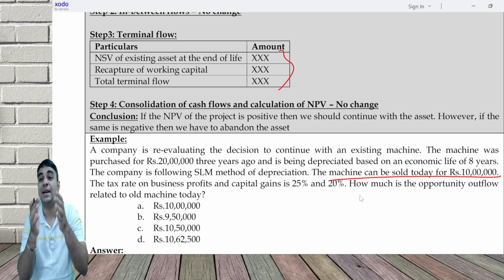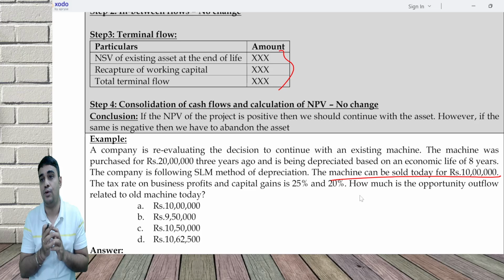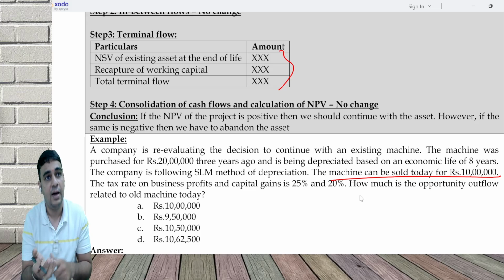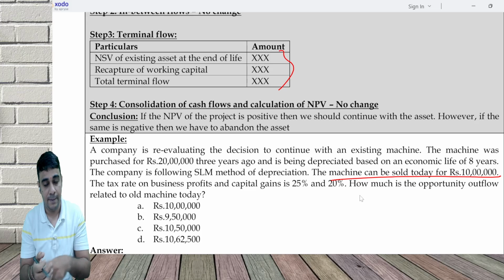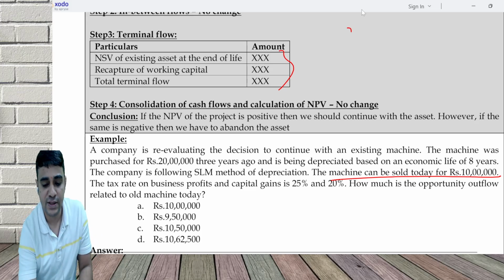I want you to calculate the NSV of the machine on day 0. What is NSV? Sale value of the machine, compared with the book value of the machine. Capital gain or capital loss. Tax paid or tax saved. NSV: if you sell the machine today, what is the sale value?